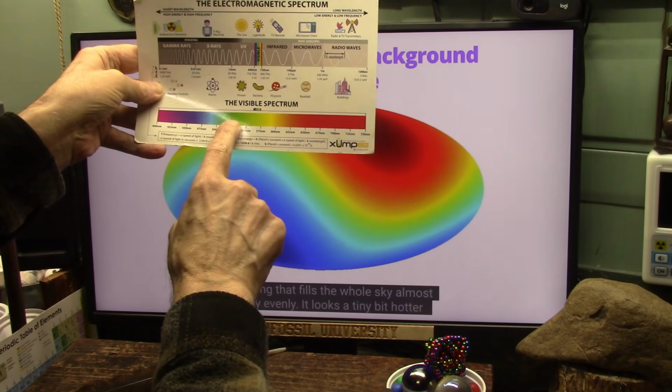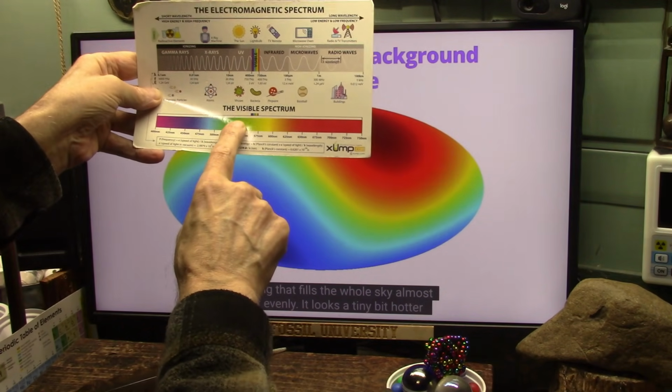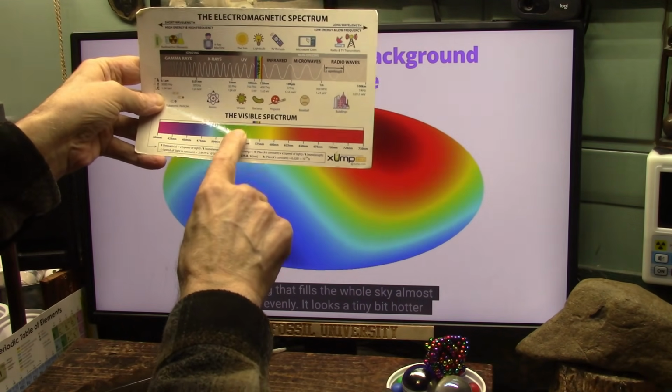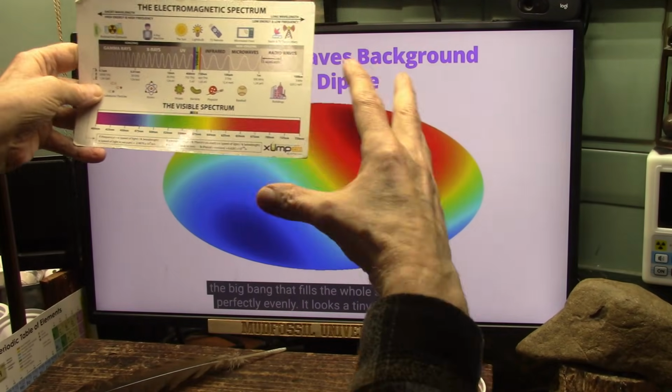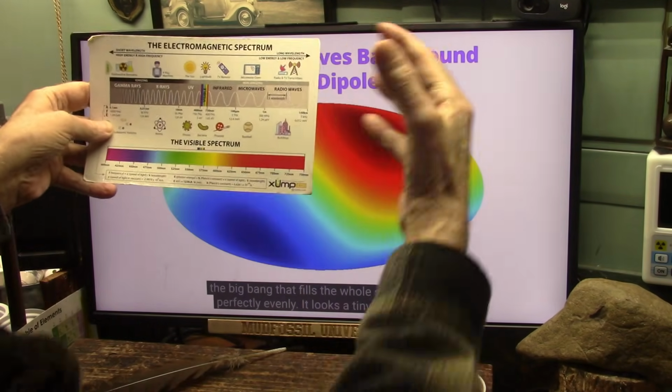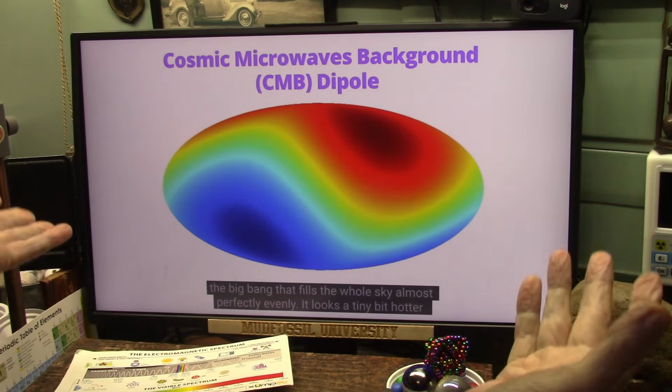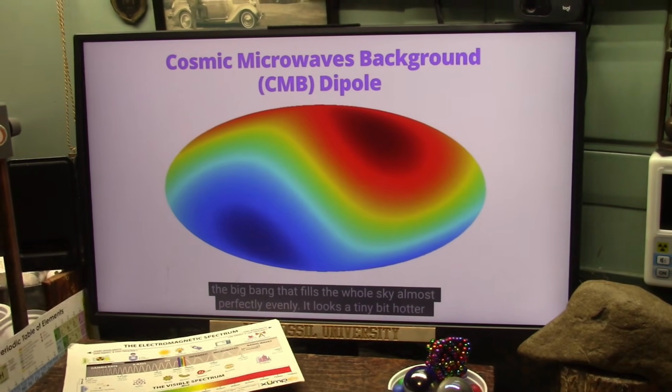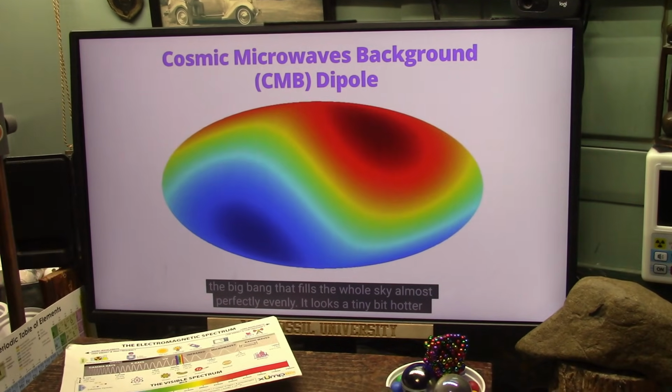But we know that we can speed up light, and we know that we can slow down light, and we know that if there's anything in between the source of the light and here, or us, it's going to slow it down. There's no question about it. And there's a ton of stuff out there.